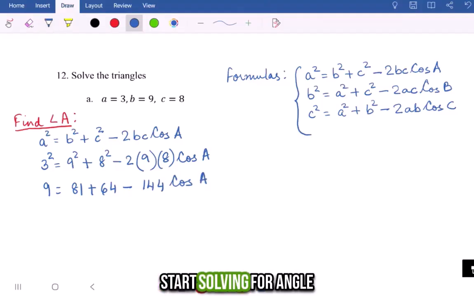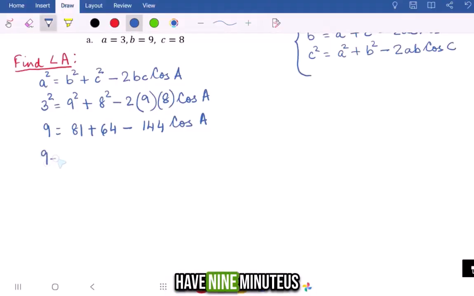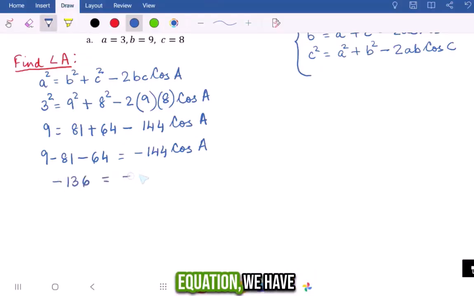Let's start solving for angle A by moving terms to the other side. We will have 9 minus 81 minus 64 on the left-hand side. On the right-hand side, it'll be negative 144 cos of A. Now, 9 minus 81 minus 64 should give us negative 136. On the other side of the equation, we have negative 144 cos of A.